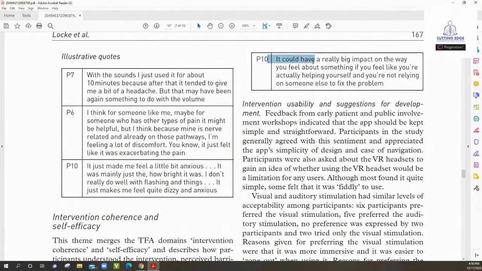Some would say it could have a really big impact on the way you feel about something if you feel like you're actually helping yourself and if you're not relying on someone else to fix the problem. Others where it just made me feel a little bit anxious. It was mainly just like how bright it was. I don't really do well with flashing lights and things. It just made me feel quite dizzy and anxious.